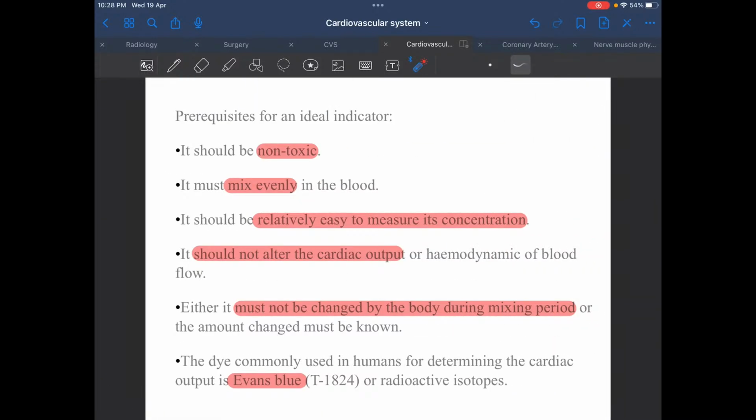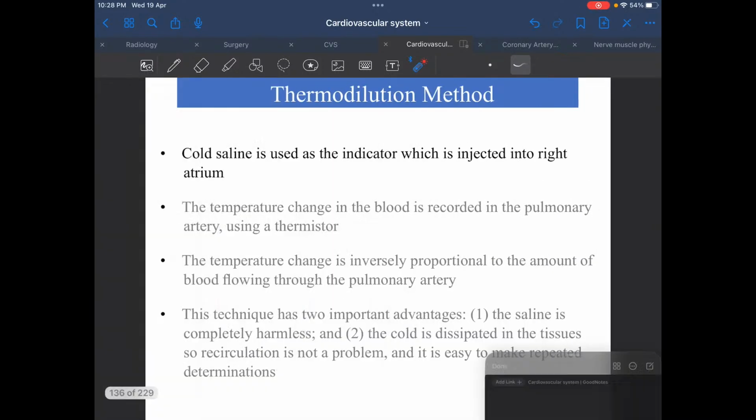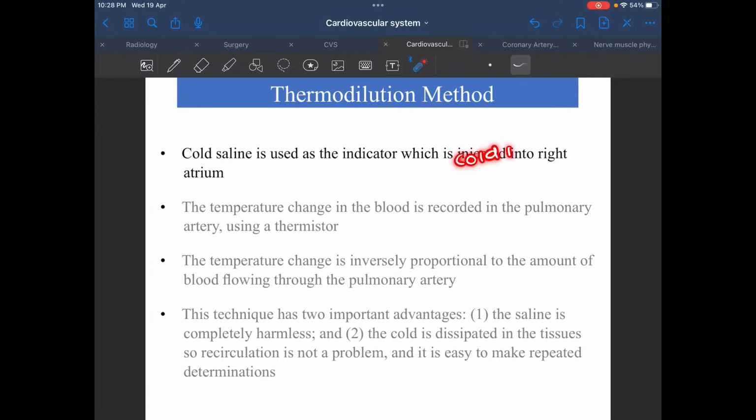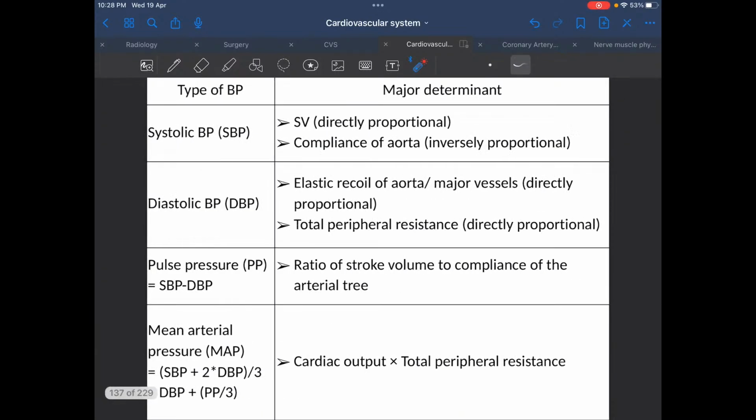And what should be the properties of the indicator? Obviously it should be non-toxic, it should mix evenly, it should be relatively easy to measure its concentration, it should not alter the cardiac output, and basically it should not be a pharmacological substance. The most commonly used dye in this case is Evans blue, or we can use radioactive isotopes as well. The second one that we have is the thermodilution method, which is the cold saline one. We take cold normal saline and measure how much the temperature of the blood changes. So that is your thermodilution method.